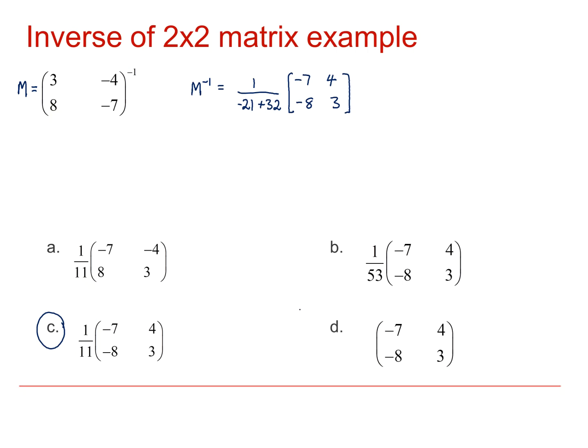Notice that the other multiple choice options are all the common mistakes. So in B, they've made an error with the signs in the determinant and got 21 add 32 instead of minus 21 add 32. In D, they've forgotten to divide by the determinant altogether. And in A, they've got the determinant right and dividing by it. They've swapped A and D, but they've forgotten to put the sign change in. There are several steps here, and you need to make sure you remember to do all of them.